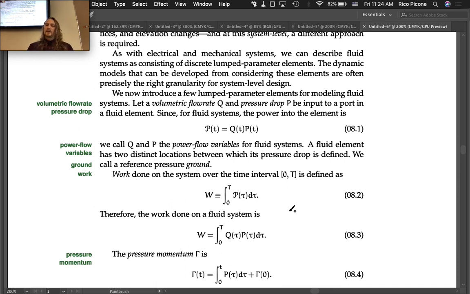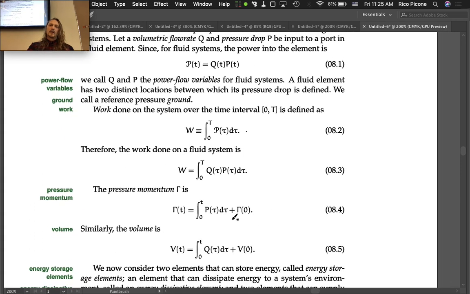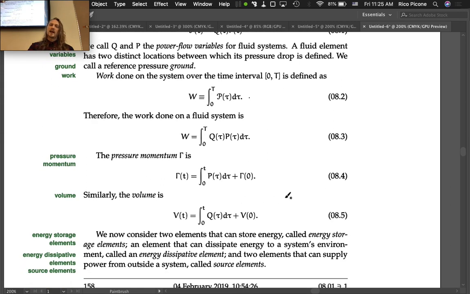Work done on the system over the time interval from 0 to t is defined as being the integral of the power, of course. Therefore, the work done on a fluid system is just the product of Q and P, the volumetric flow rate and the pressure, integrated over time. The pressure momentum is just the integral of the pressure, which is not something that we've seen before. You probably didn't talk about that in your fluids class.